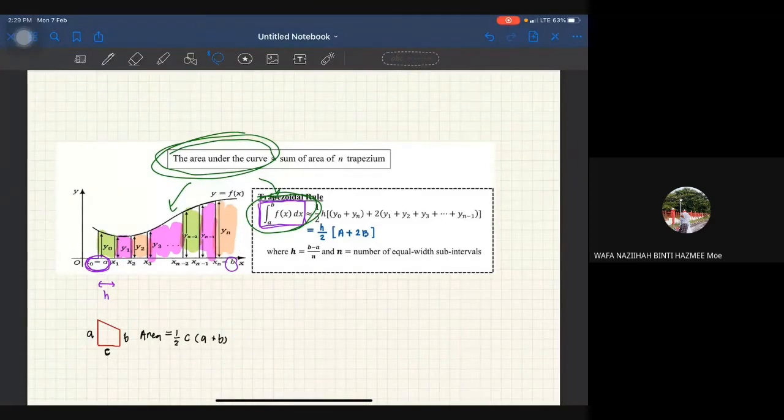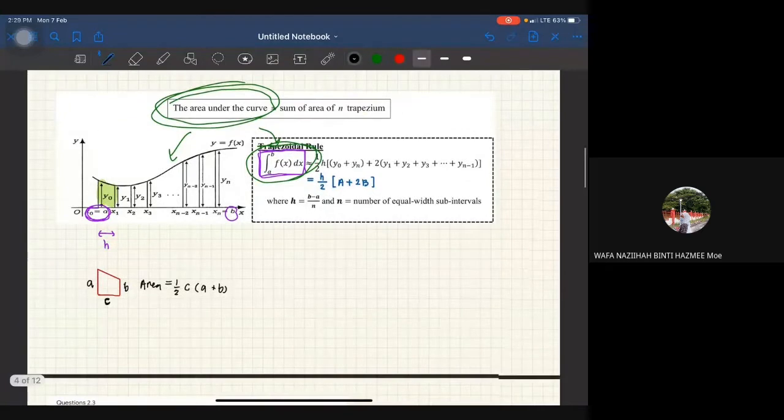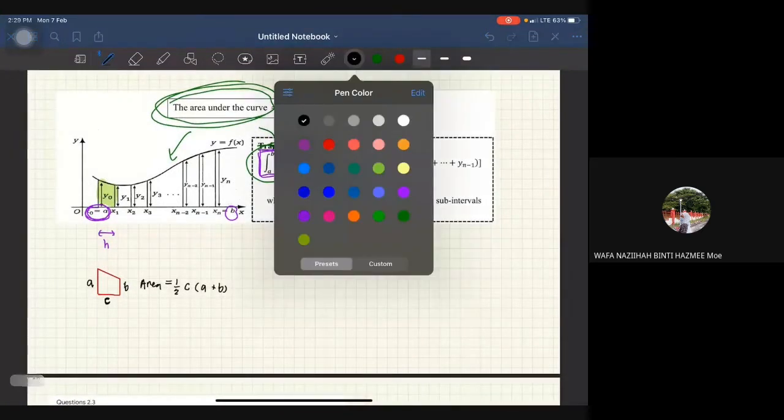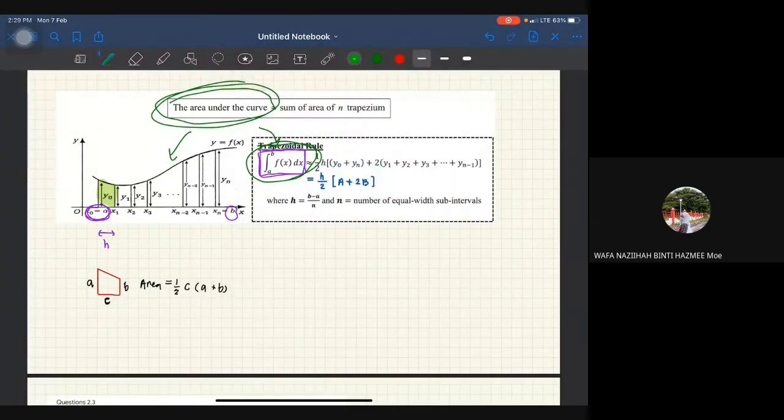Okay, so sekarang ni fokus dekat trapezium yang warna hijau ni. Okay, so macam mana nak cari dia punya area? Dia jadi 1/2 and then times with, okay, so lebar dia dah jadi apa sekarang?